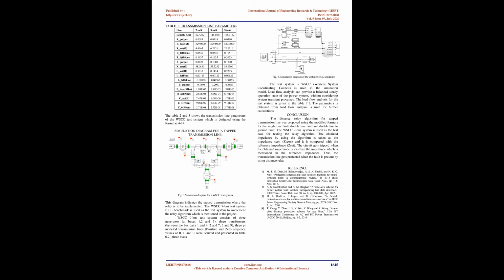Fig 3 simulation diagram for a WSCC test system. This diagram indicates the tapped transmission line where the relay is to be implemented. The WSCC 9 bus test system IEEE benchmark is used as the test system to implement the relay algorithm which is mentioned in the project. WSCC 9 bus test system consists of 3 generators at buses 1, 2 and 3; 3 transformers between the bus pairs 1 and 4, 2 and 7, 3 and 9; 3 pi-modeled transmission lines. Positive and zero sequence values of R, L, and C were derived and presented in Table 6.2; and 3 loads.